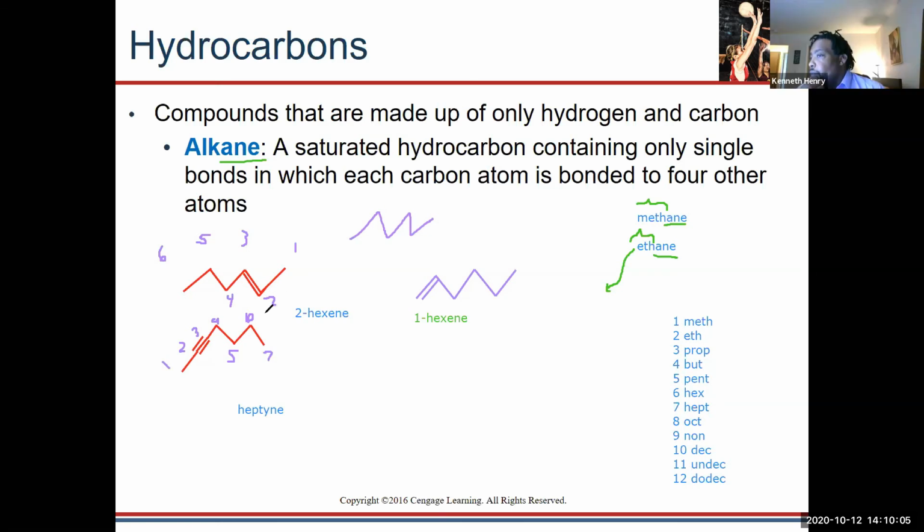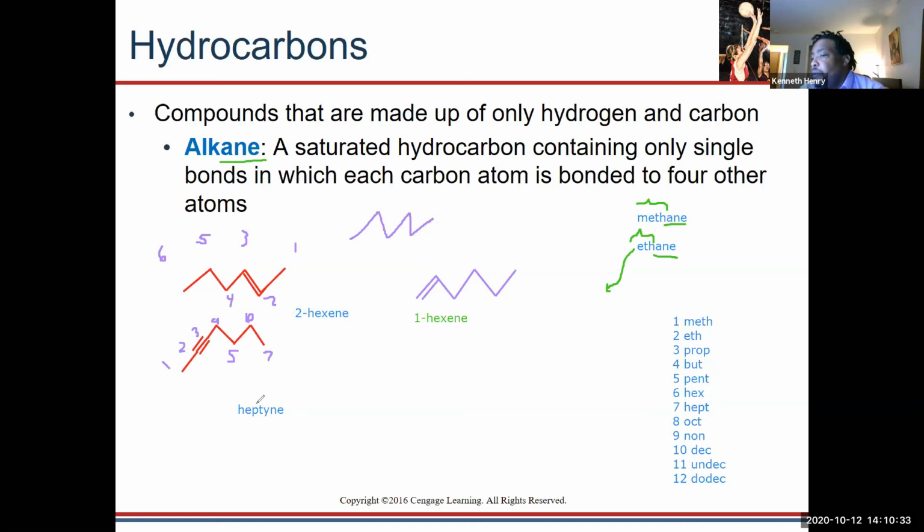So we put the lowest number that we can get, which is the 2-hexene. That tells me that my double bond is on the 2nd carbon. It starts on the 2nd carbon and it goes to the 3rd carbon. Do you get that? Yeah, yes, sorry. Okay. So what I'm asking you here is, can you tell me how to name this officially?